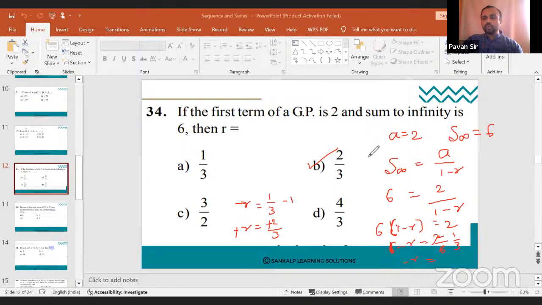Bhima Bhai, it is 1 minus r is equal to 1 by 3. So r will become what? It is 2 by 3. Okay.